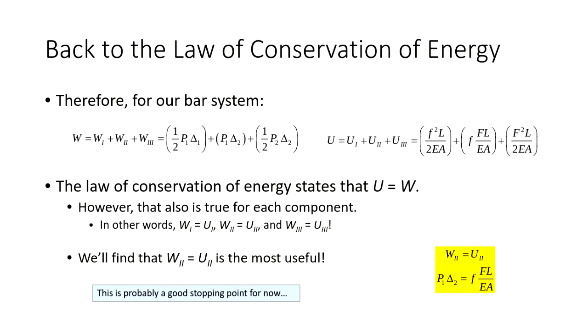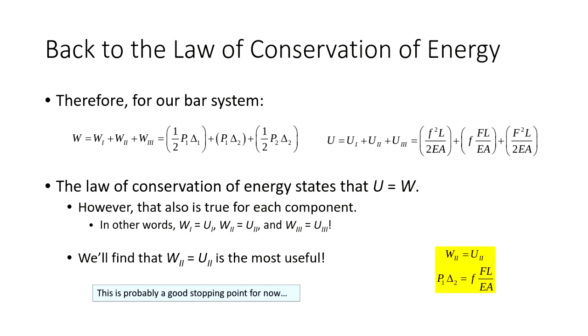But what makes this kind of neat is that it has to work also for each component, right? It's not just U equals W. It's also each little component. Like U1 has to equal W1. U2 has to equal W2. U3 has to equal W3. And so what we're going to find is that the U2 and the W2 components are going to be the most useful. Okay. And I want to show you why, and then we're going to stop for today.